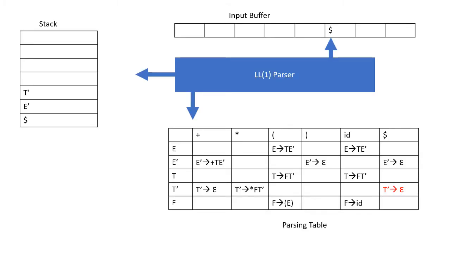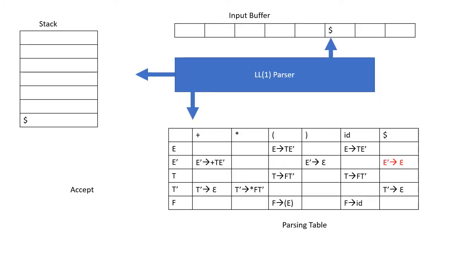These two will be removed. So we are left with T dash and dollar. T dash and dollar, you find T dash is replaced by epsilon. T dash is gone. Now E dash and dollar. E dash on dollar, this is the production to be used, E dash epsilon. So E dash will be replaced by epsilon. And what do we get? Dollar and dollar. When we get dollar and dollar, we accept. So this is how the parsing takes place.